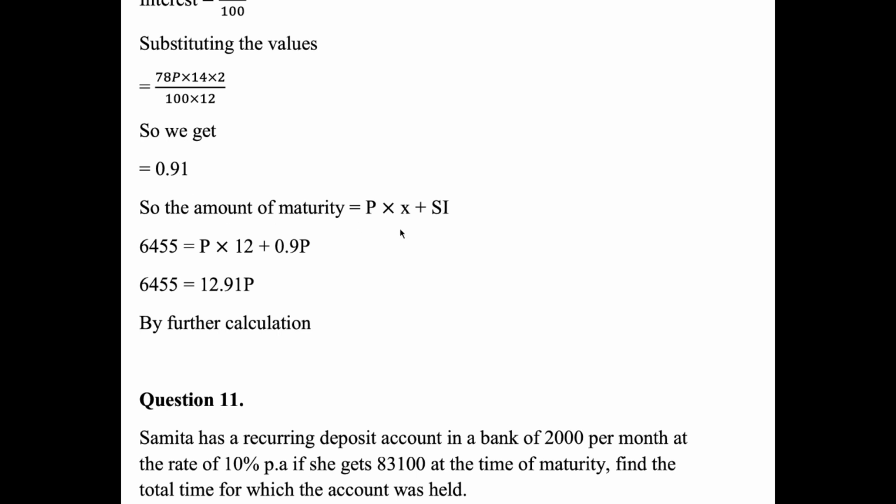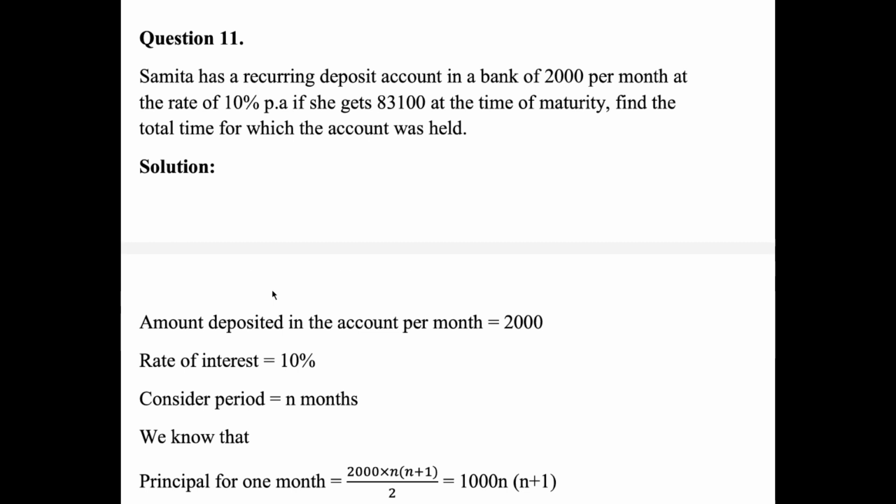So the amount of maturity, the P into 12 plus SI. So 6455 is equal to P into 12 plus 0.91 into P. So you are getting this. With this calculation you can find out the value of P. Okay, come to the next problem.